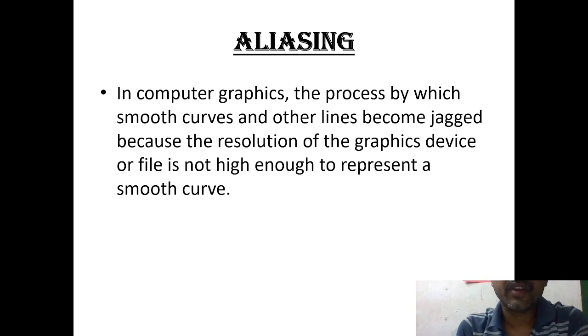In computer graphics, aliasing is the process by which smooth curves and other lines become jagged. That is, the resolution of the graphics device or file is not high enough to represent the smooth curve. So whenever we draw lines, curves, or images, we get jagged shades that are not clear. When the resolution is very low, the particular curves or lines will be jagged.